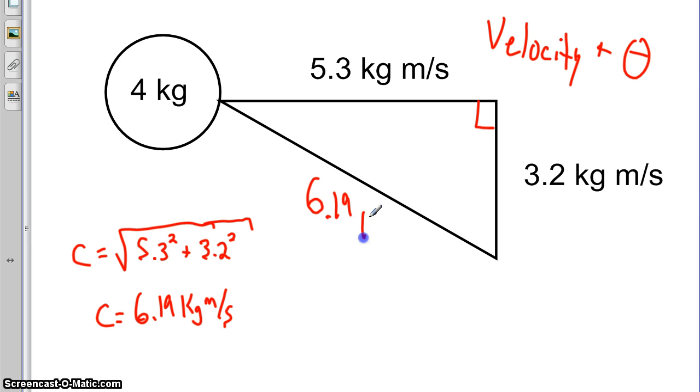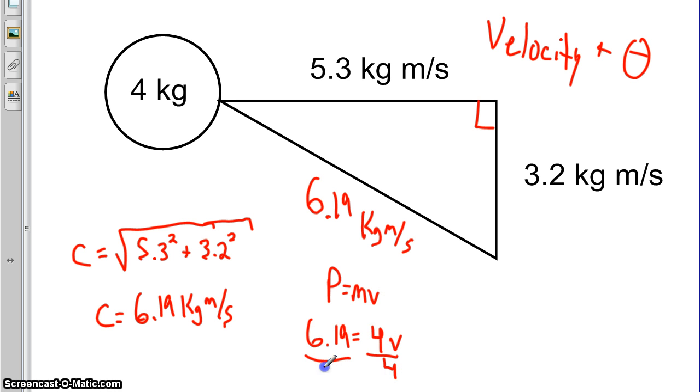Now where people will mess up is they might think, okay, that's the velocity, but it's not the velocity, that's just the momentum. So to get the actual velocity, we've got to use the equation that momentum is mass times velocity. The momentum is 6.19, and it's equal to the mass, which is 4, times the velocity. So we have just a simple algebraic equation here. Divide both sides by 4.